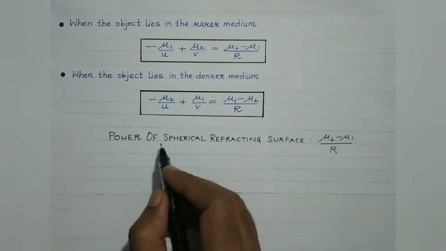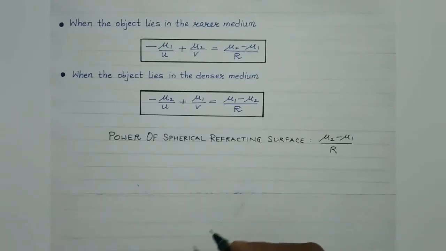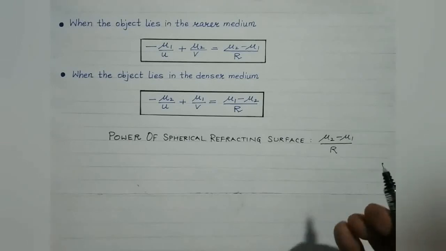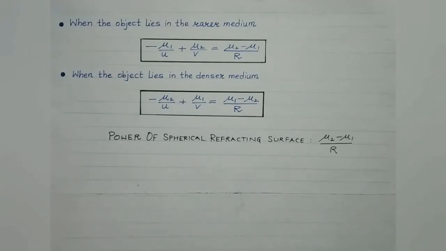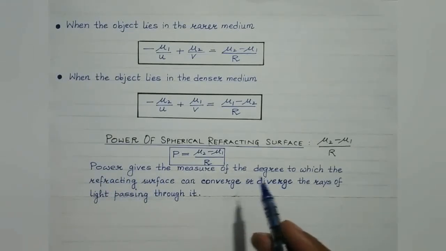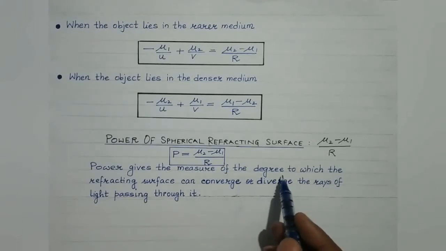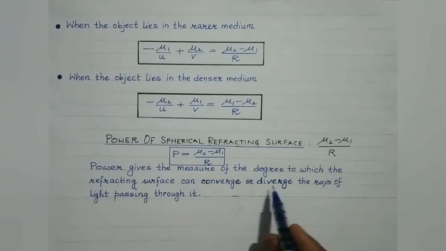Actually, students, the power gives the measure of the degree to which the refracting surface can converge or diverge the rays of light passing through it. That is how the power of a refracting surface is defined. Students, I have written the statement over here. The power of a spherical refracting surface is defined as, or rather it gives the measure of the degree to which the refracting surface can converge or diverge the rays of light passing through it.